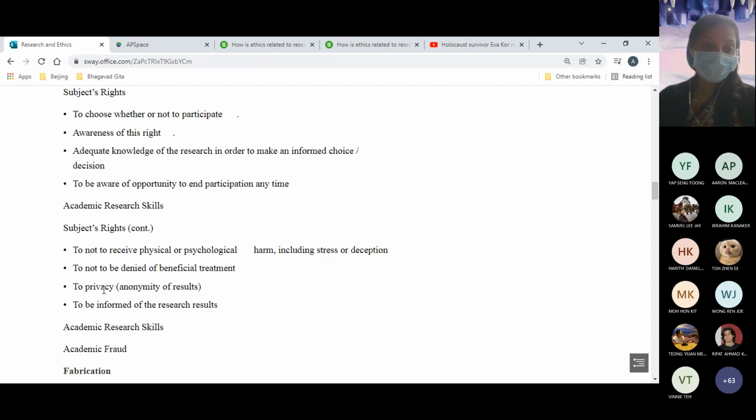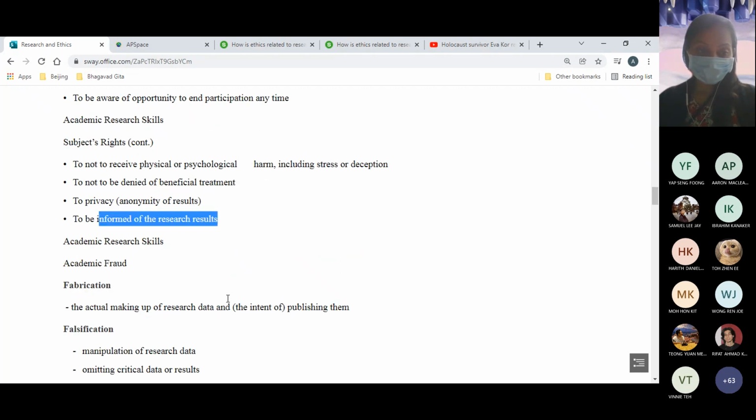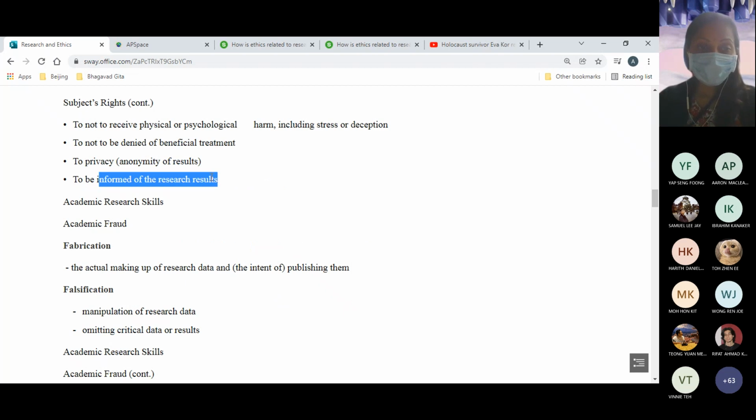Number 3, privacy is very important. You cannot reveal the details of your respondents. That's not allowed. That's not ethical. And they have the right to know the results of the research. Is this clear so far? So good.